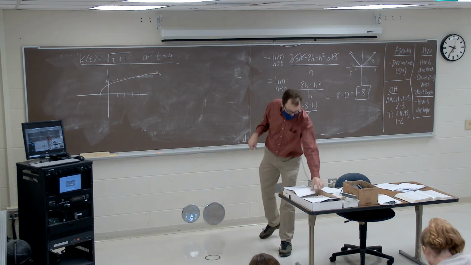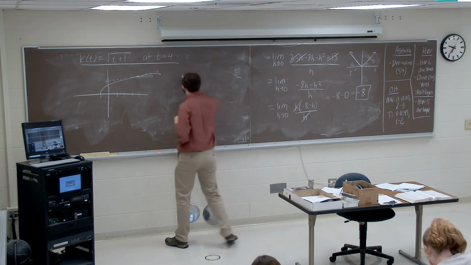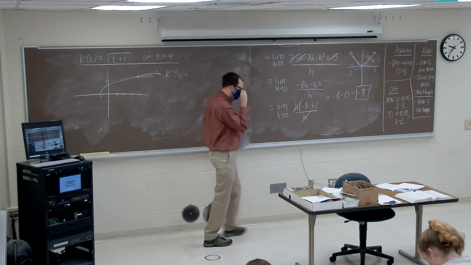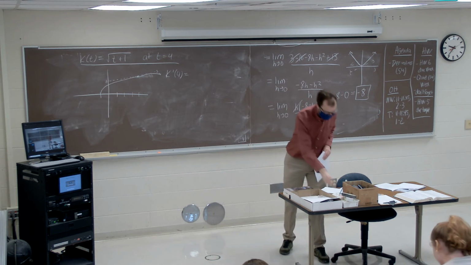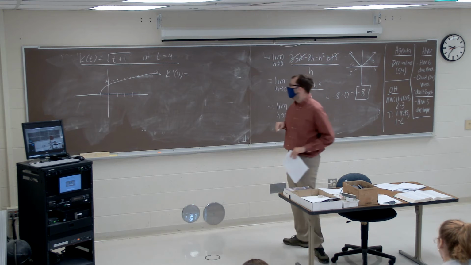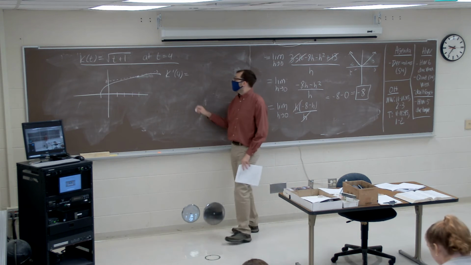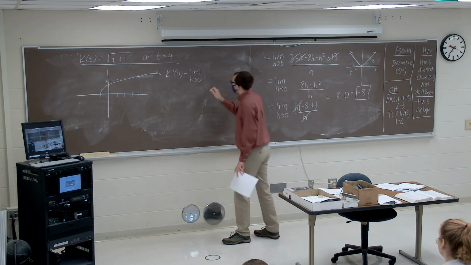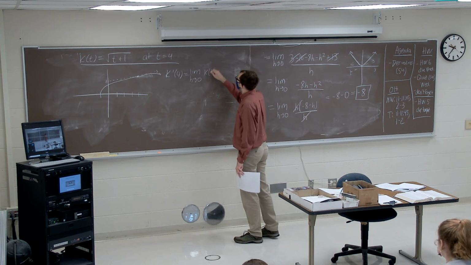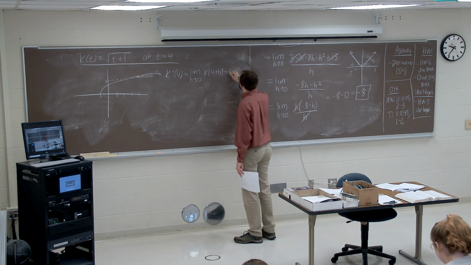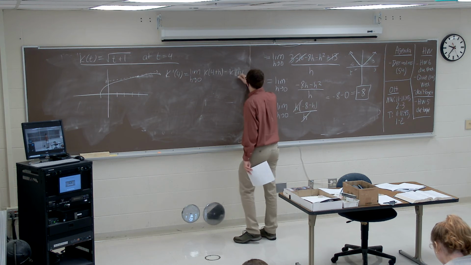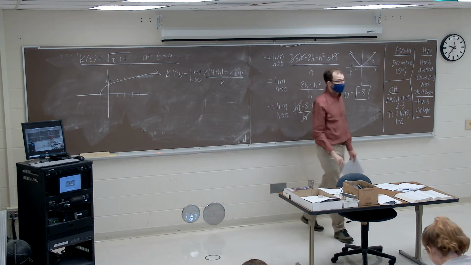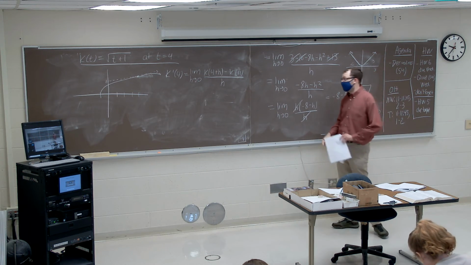So now, if we want to compute k prime of 4, or we take the derivative of our function at x equals 4, we're going to have to use the limit as h goes to 0 of k of 4 plus h minus k of 4, all divided by h. Do the same process we've done before.